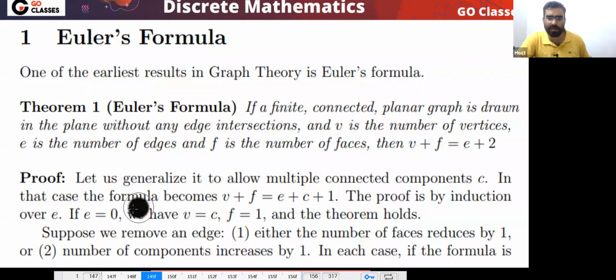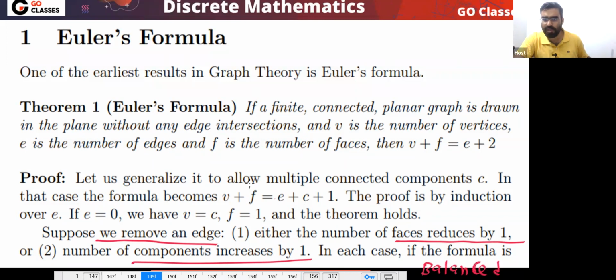The proof we have seen, remember. The proof is like this. Suppose we remove an edge. Either the number of faces will reduce by 1 or the number of components will increase by 1. In each case, the formula is balanced.